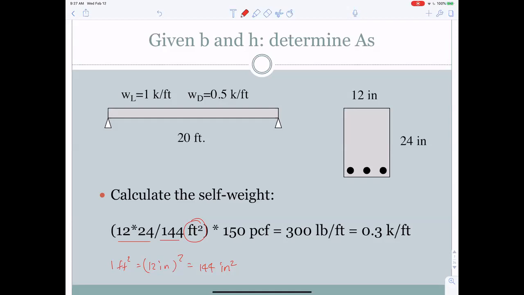And the unit weight of concrete with the steel, reinforced concrete, is about 150 pounds per cubic foot. If you made concrete last semester in our 3210 class, it came out to 145 PCF for the concrete, and with about 1% steel, it bumps up to 150 PCF. And so the units are feet squared, and this is pounds per foot cubed. So this comes out to 300 pounds per foot, or 0.3 kips per foot. And so the total dead is the 0.5 applied plus a self weight of 0.3.